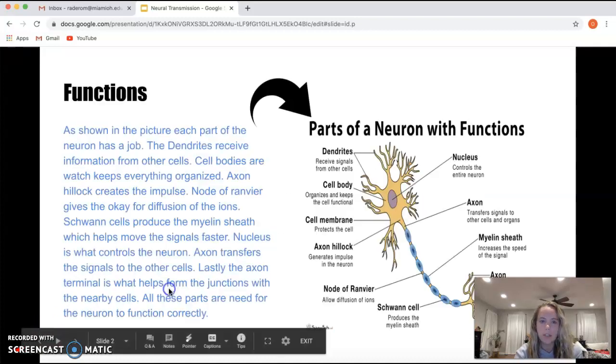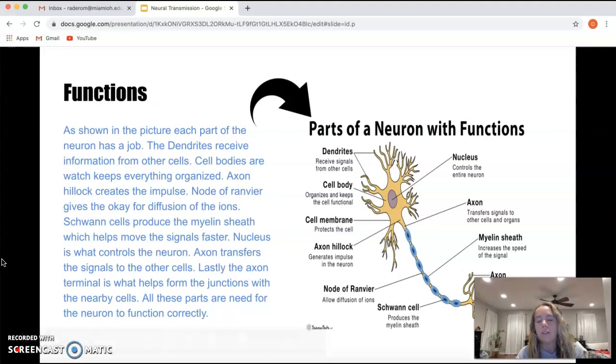Now to get started, for the first slide we have functions. As you can see, I have a little image on the side that kind of shortens everything up if you want to take notes on that. But as shown in the picture to the side, the dendrites receive information from other cells, and the cell bodies are what keeps everything organized and keeps the neuron working correctly.